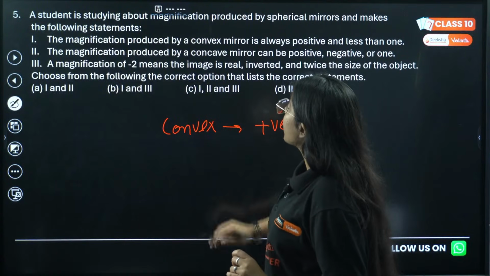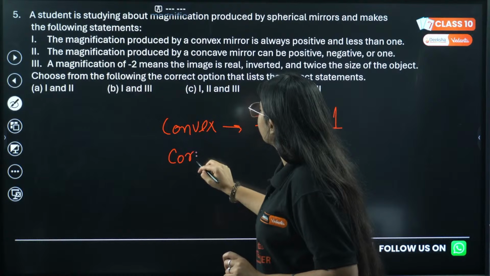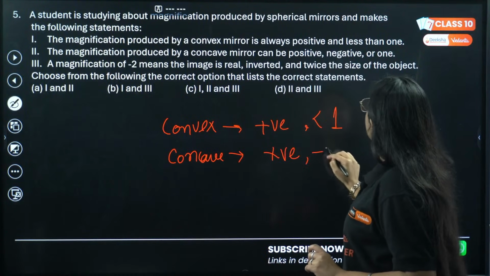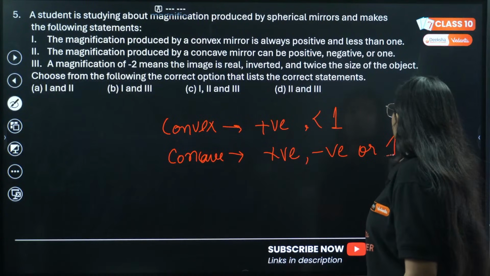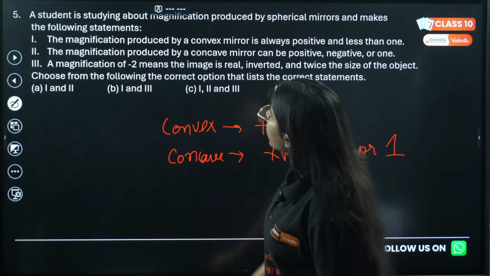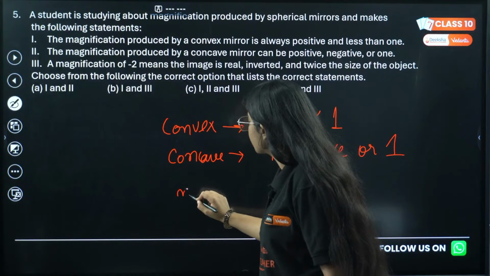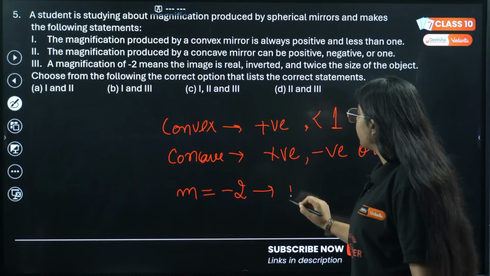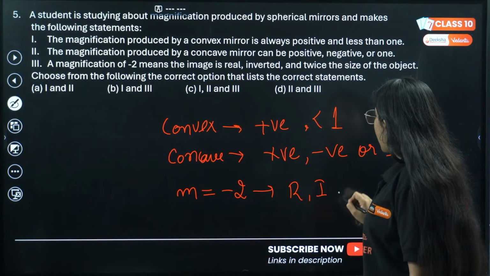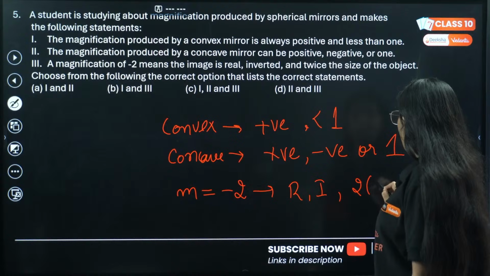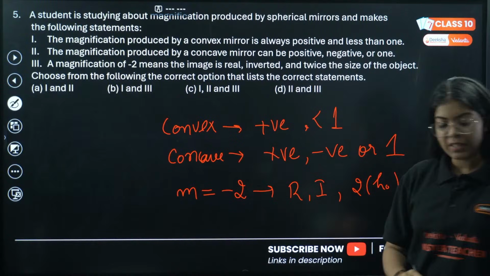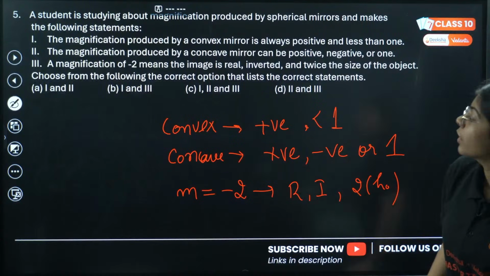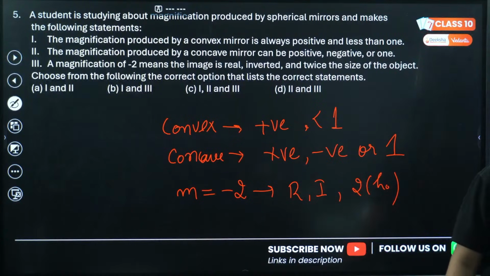The magnification produced by a concave mirror can be positive, can be negative, or it can be 1. Then third, he says the magnification of -2 means the image is real, it's inverted, and it's twice the size of the object. Let me know if these three statements are true or not.